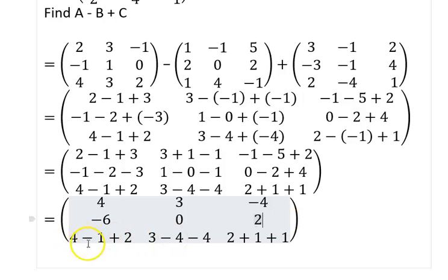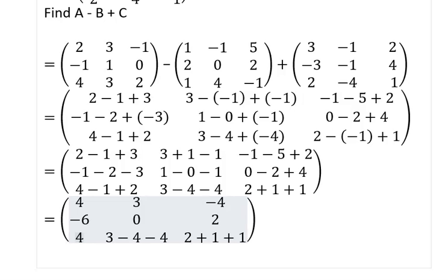Awesome. This one here, 4 minus 1 will give us what? 3. 3 plus 2 will give us 5. Beautiful. Now this one, 3 minus 4 will give us minus 1. Minus 1 minus 4 will give us what? Minus 5.